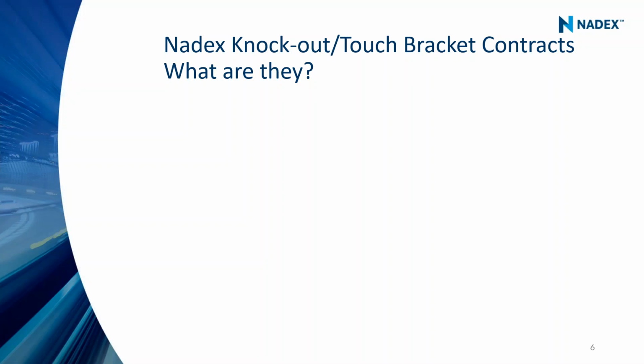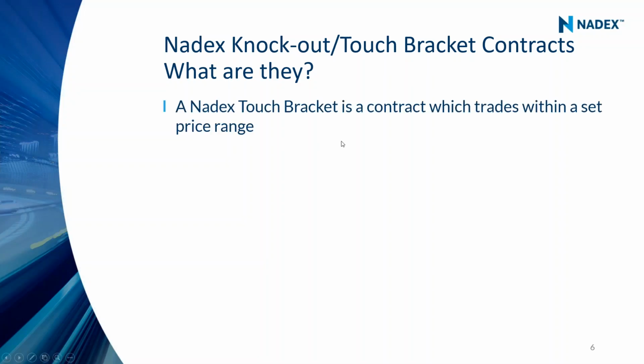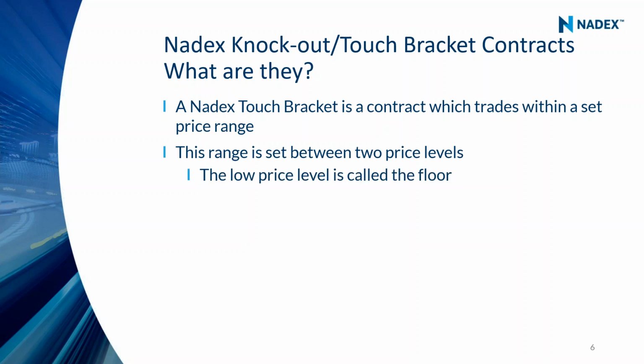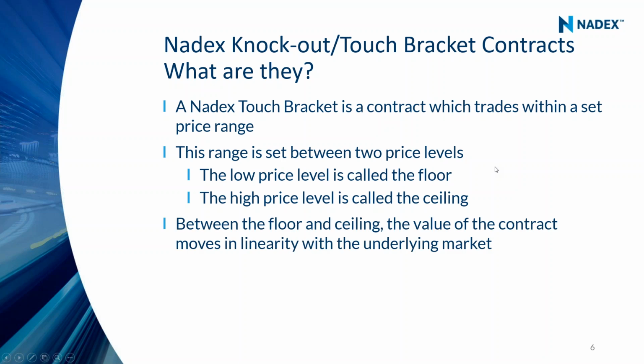All right, so what are these contracts? It basically is a range. There's a price range. So think of a floor and a ceiling, right? You've got a low point and a high point. Low price is called the floor, high price is called the ceiling, right? Makes a lot of sense. We're going to show you these on the chart, but between the floor and a ceiling, the value of the contract moves in linearity with the underlying market.